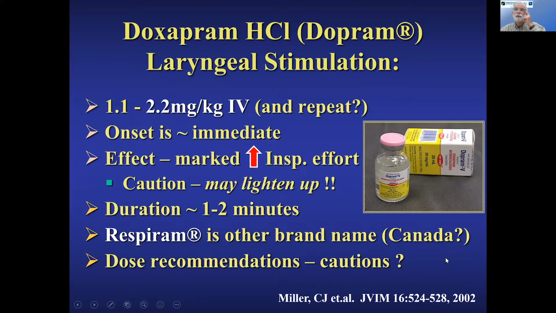Dose recommendations, the only caution here is I found at least one source, unfortunately in VIN, and I think they've changed it, that went up to 7 milligrams per kilo in cats, and that's way too high. When we looked at flow volume on pulmonary function testing, the one per pound, two per kg, was a very good 200, 250% increase in inspiratory flow. So it's a very good stimulation and you don't need to go much higher than that.